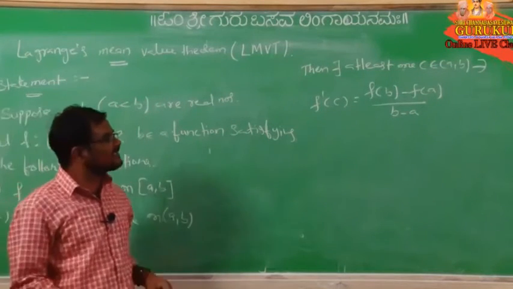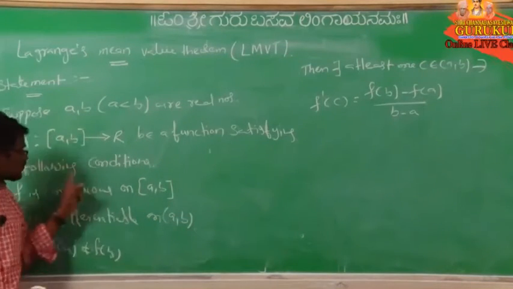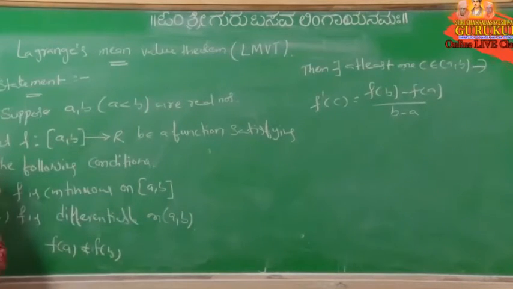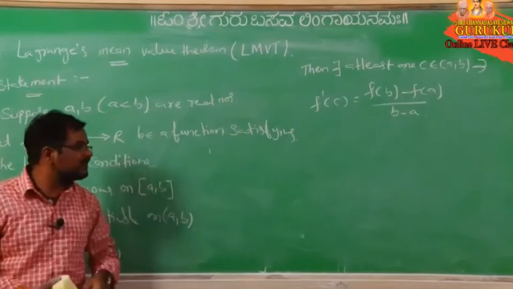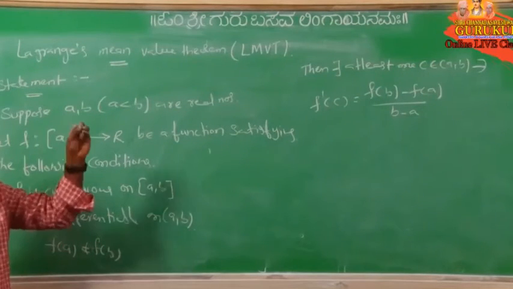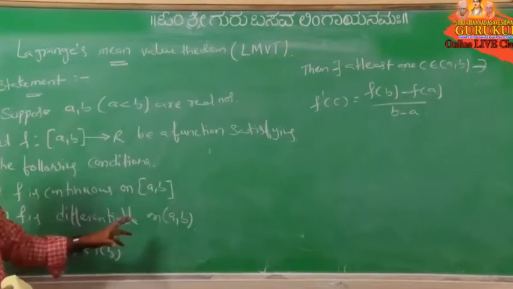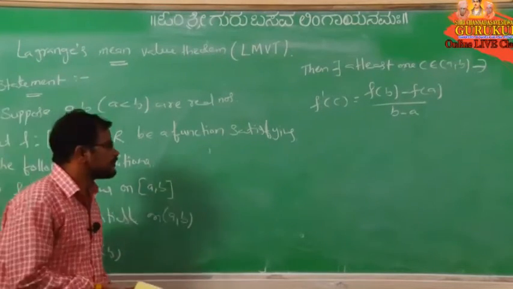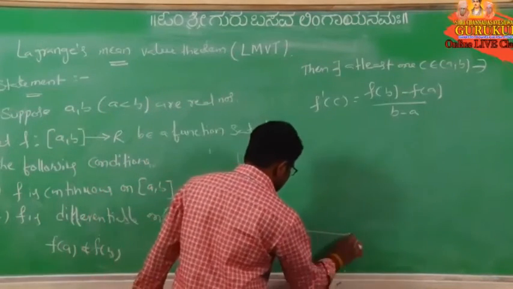Then we can say there exists at least one point belonging to open interval (a, b) such that it satisfies the condition f'(c) equals (f(b) minus f(a)) divided by (b minus a). If you see the geometrical interpretation of this, then you can identify why they gave all these. So like this I will take.